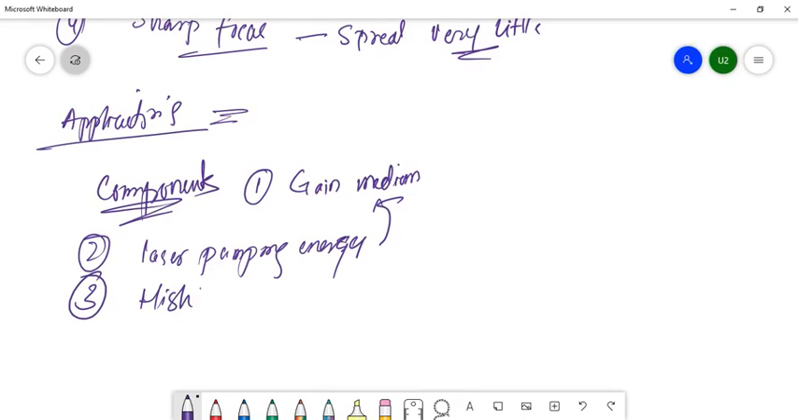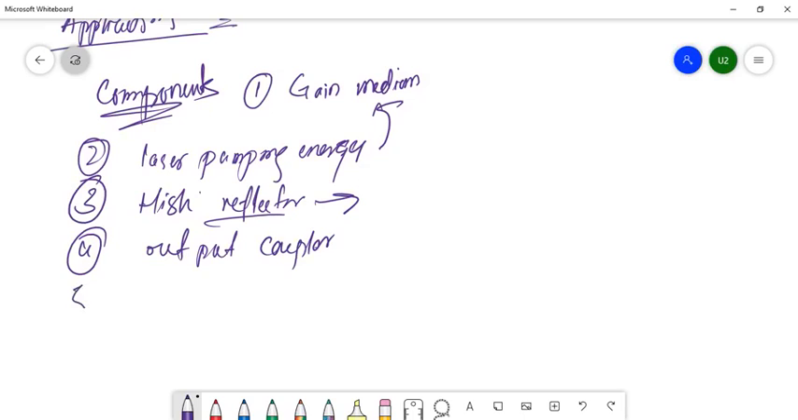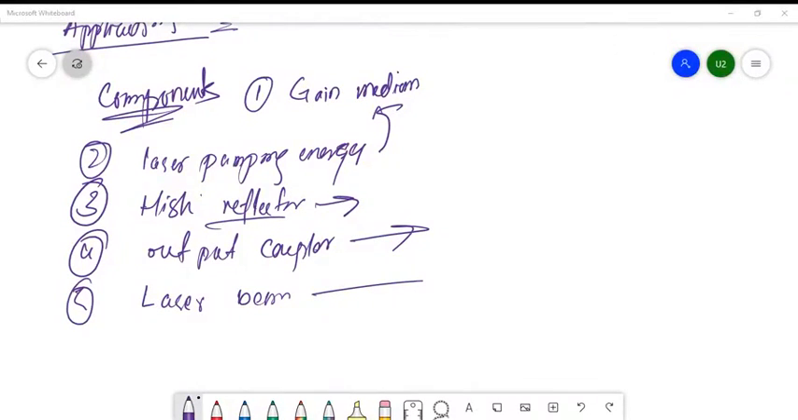Number third, high reflector, which reflects the light. Similarly, we have the output coupler, and the last one is the laser beam. The output coupler brings the light into coherence and gives the output, which is laser, not ordinary light. That is part of the laser beam. So these were the components of laser we have discussed so far.